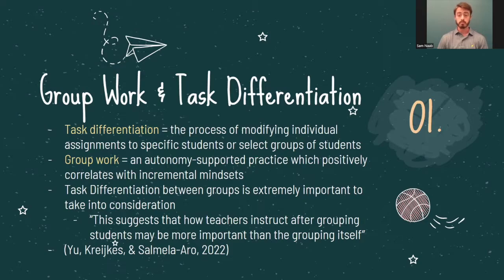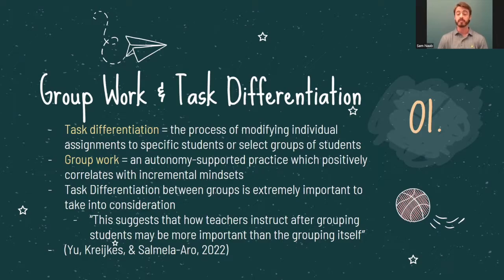One way many educators do this is by assigning group work and basing those groups off of student ability. So higher achieving students are paired together and lower achieving students are paired together. Studies have shown that this pairing, higher achieving students and lower achieving students in specified groups, is not necessarily correlated with either an incremental theory of intelligence or an entity theory of intelligence.